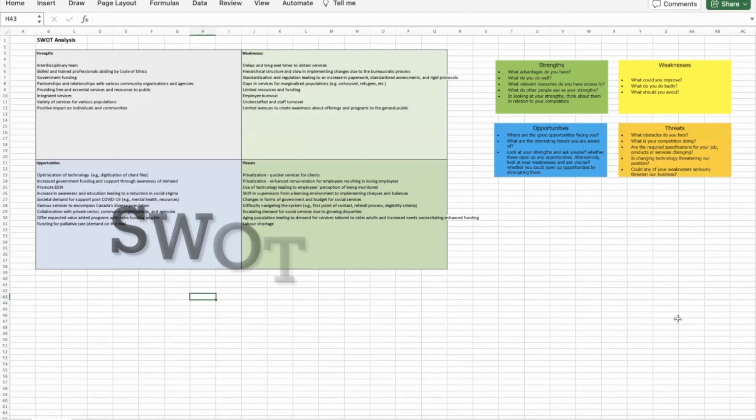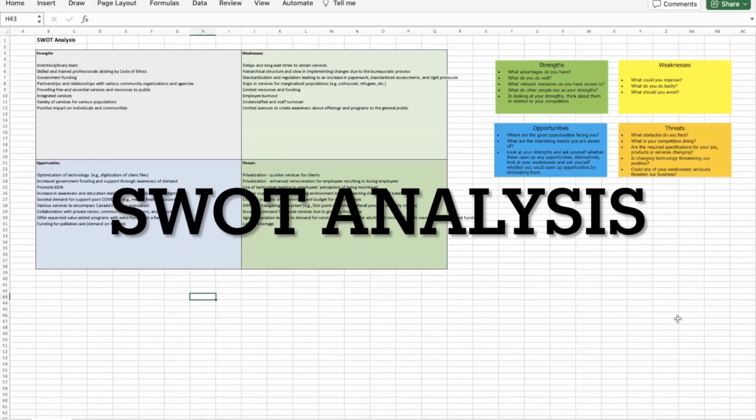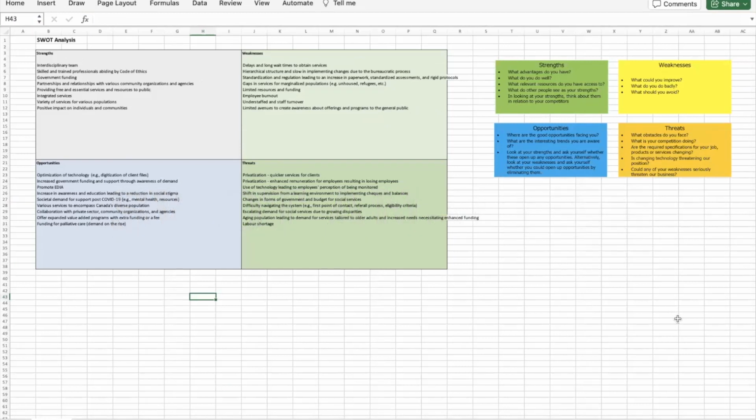For those who are not familiar with the SWOT analysis, or for those who may need a reminder, a SWOT analysis helps to get a scan of the environment within your workplace or organization. It helps you assess internal factors that might affect your business, these being your strengths and weaknesses, and external factors being your opportunities and threats.